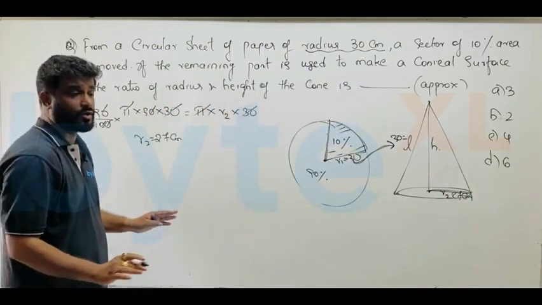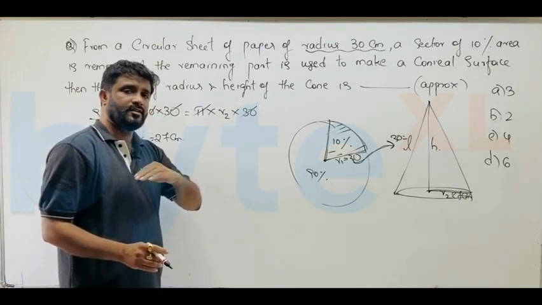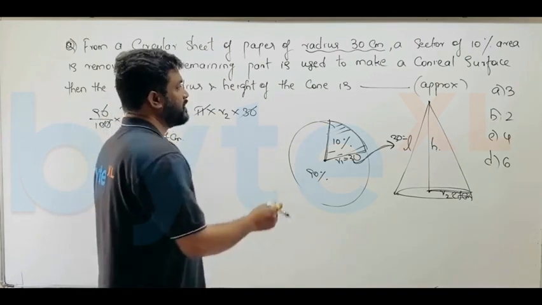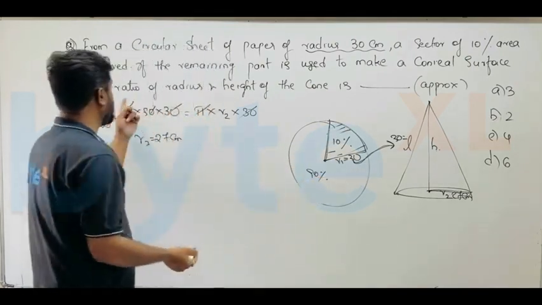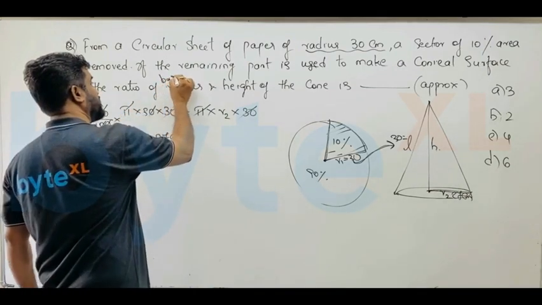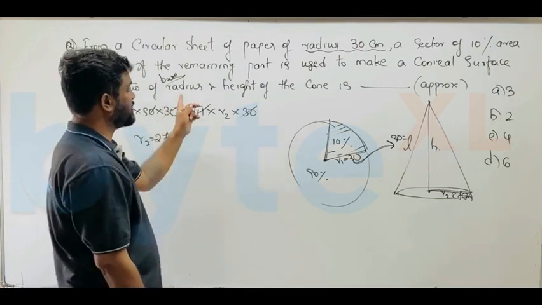Now the question is not over. He is asking approximately, so we need not go for the decimal values, we can neglect them and take whole numbers, right? So now coming to the point, he is asking what is the ratio of radius and height of the cone. Radius means here the base radius. We have only one radius in that cone, the base radius.